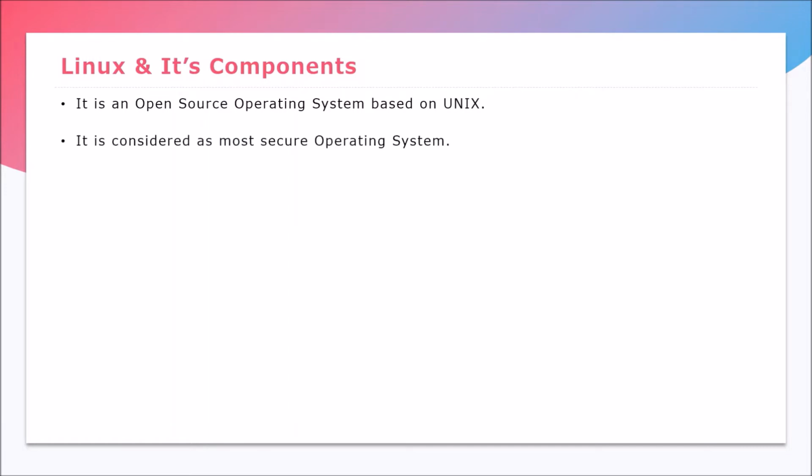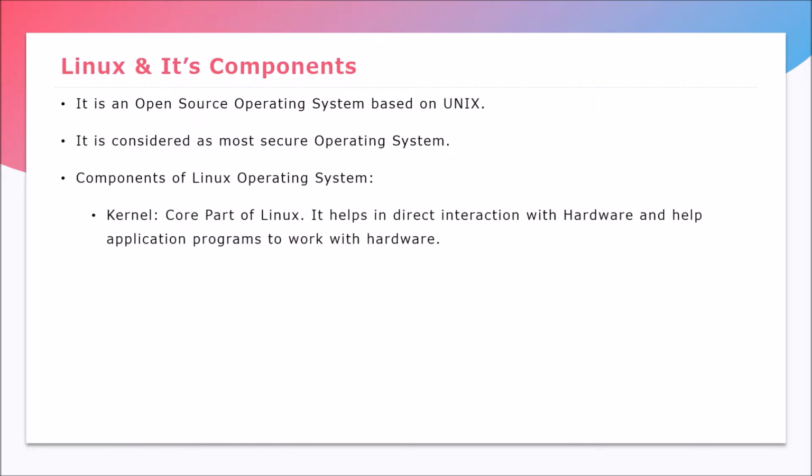What is Linux and what are its components? Linux is an open source operating system which is based on Unix. It is considered as the most secure operating system. And let's check what are the main high level components of Linux operating system. First one is kernel. So it is actually a core part of Linux. It helps in direct interaction with hardware and help application programs to work with the hardware. So you can say this is the interface between hardware and user applications.